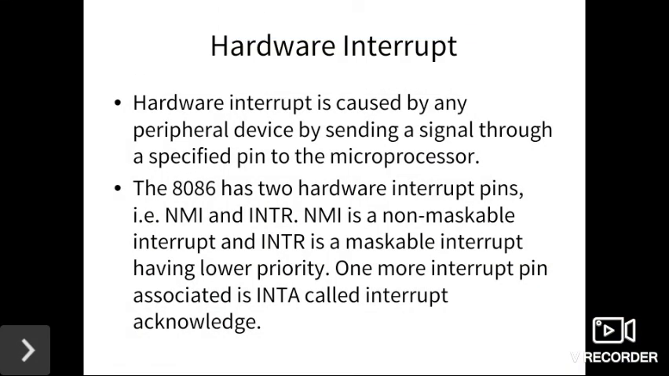Next is hardware interrupt. A hardware interrupt is caused by peripheral devices sending a signal through a specified pin to the microprocessor. The 8086 has two hardware interrupt pins, the non-maskable interrupt NMI and INTR. NMI is a non-maskable interrupt and INTR is a maskable interrupt having lower priority. One more associated pin is INTA, called interrupt acknowledge.